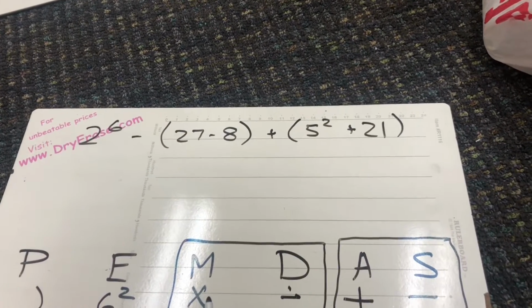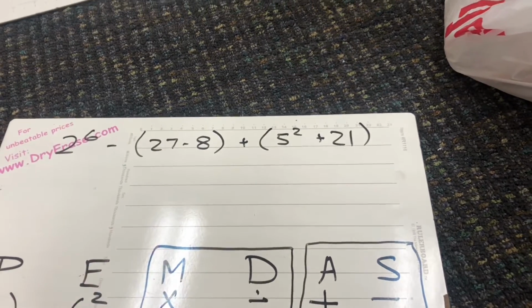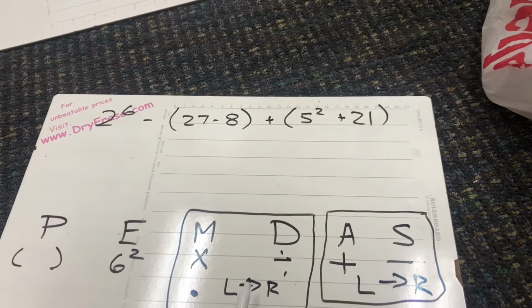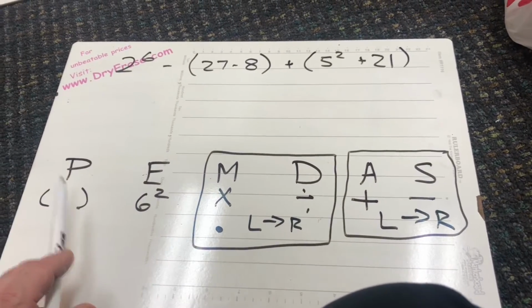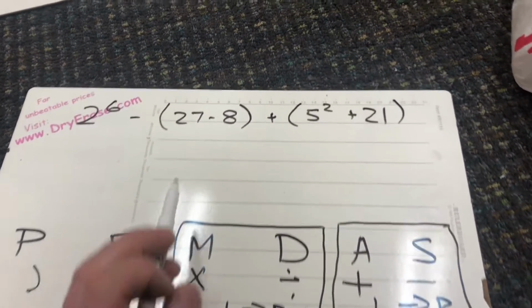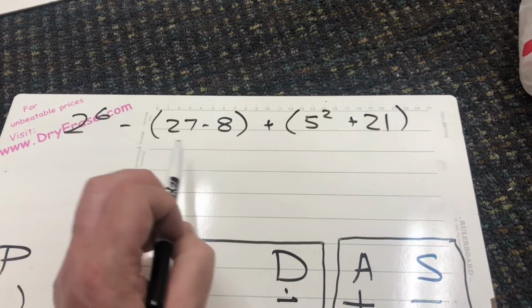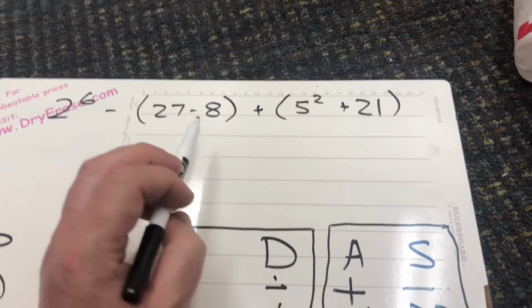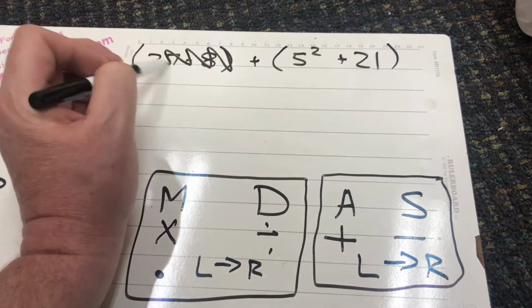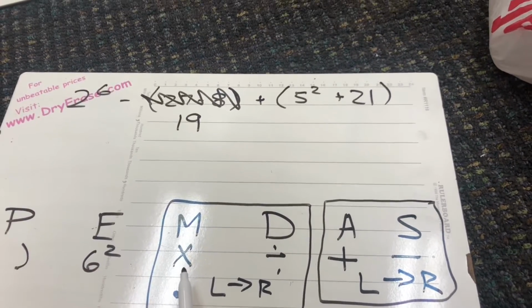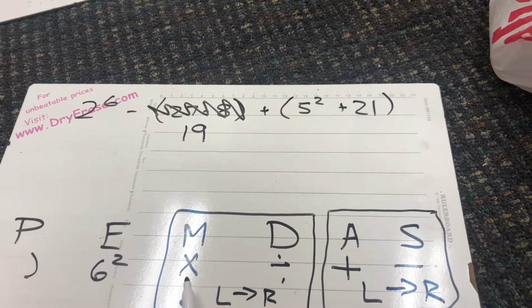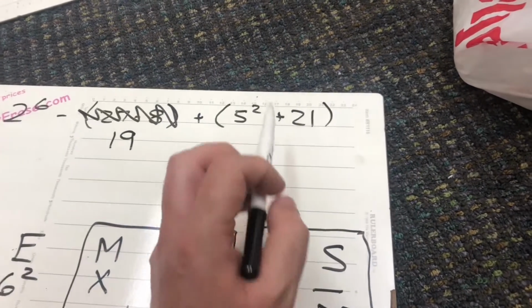2 to the power of 6 minus, in parentheses, 27 minus 8, plus, in parentheses, 5 squared plus 21. Well, the first step is to clear the parentheses. So I'm looking at here, I have a parentheses, I have 27 minus 8. Well, 27 minus 8 is 19. So I can cross off those parentheses and make it a 19.